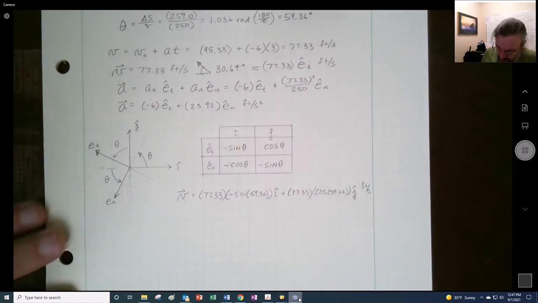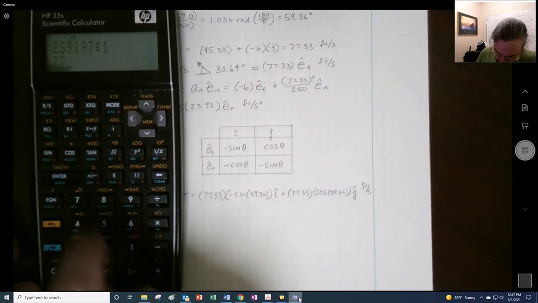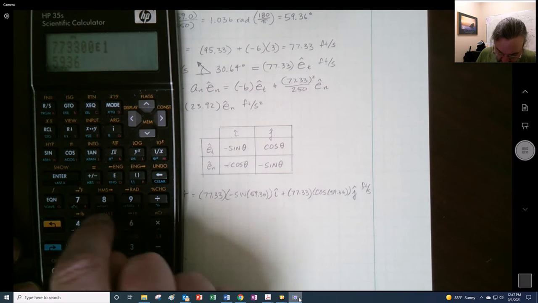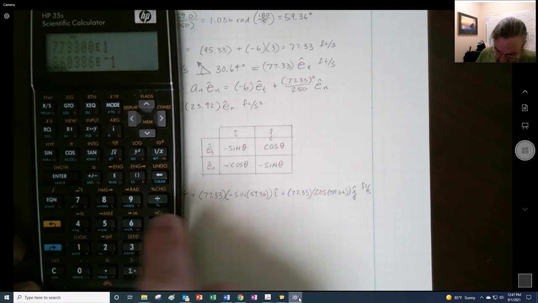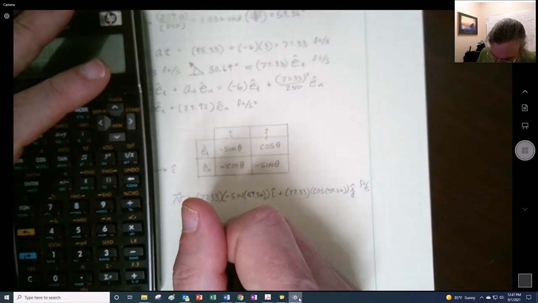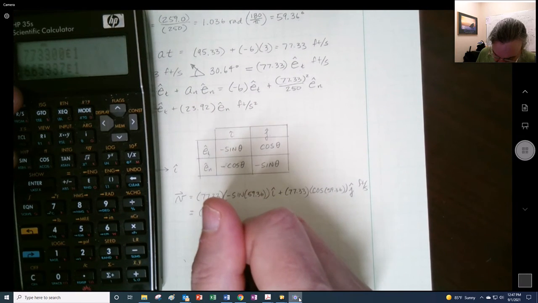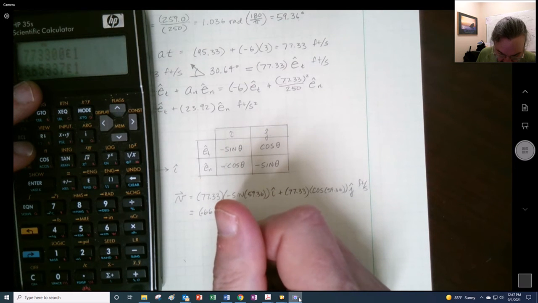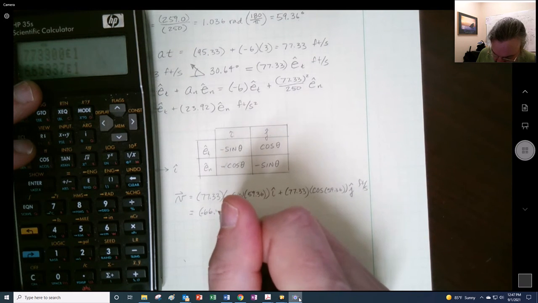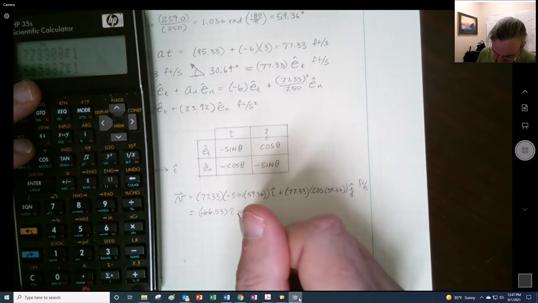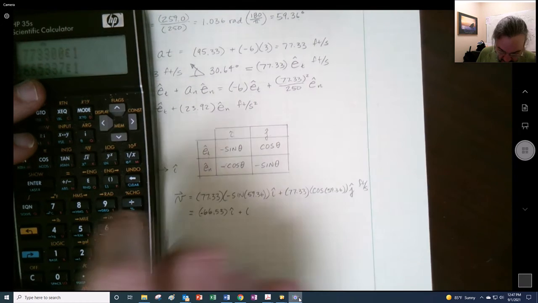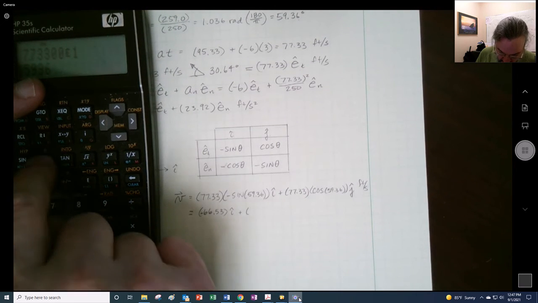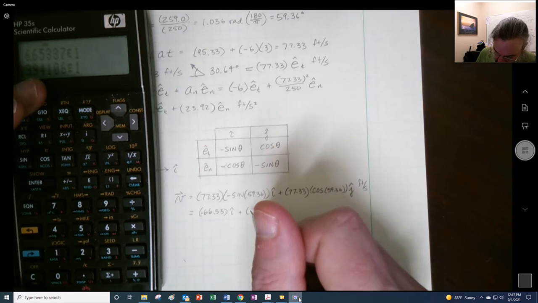So let's do the 77.33, 59.36, take the sine of it, multiply. So we're going to end up getting that it's going to be 66, whoops, it's going to be negative, can't forget that, 66.53 I plus our 59.36 cosine times positive 39.41.